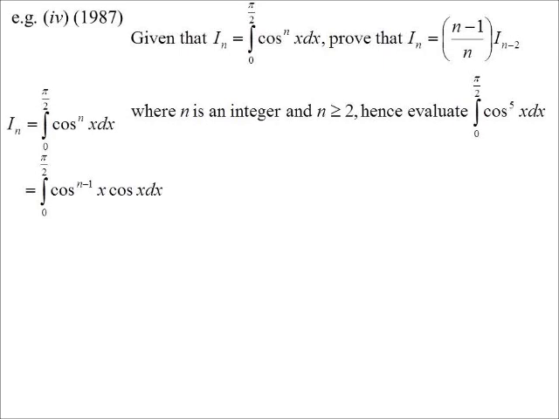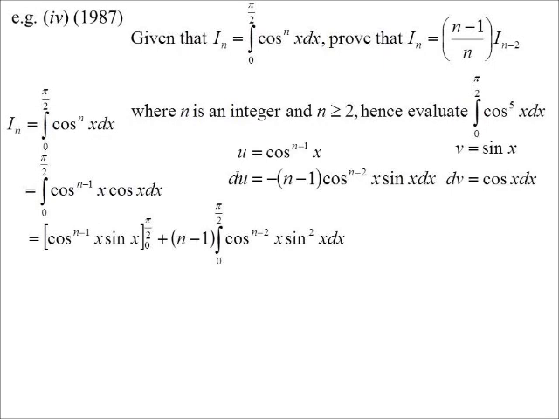I'm going to take a cos out and then do it by parts. So u is cos^(n-1) x, du is -(n-1) cos^(n-2) x sin x, etc. dv becomes cos x, v is sin x. So we get uv. Now that's a nice one, because when you substitute π/2 into that one, the cosine is going to become 0, when you substitute 0 into that one, the sine is going to become 0. So all of that becomes 0.